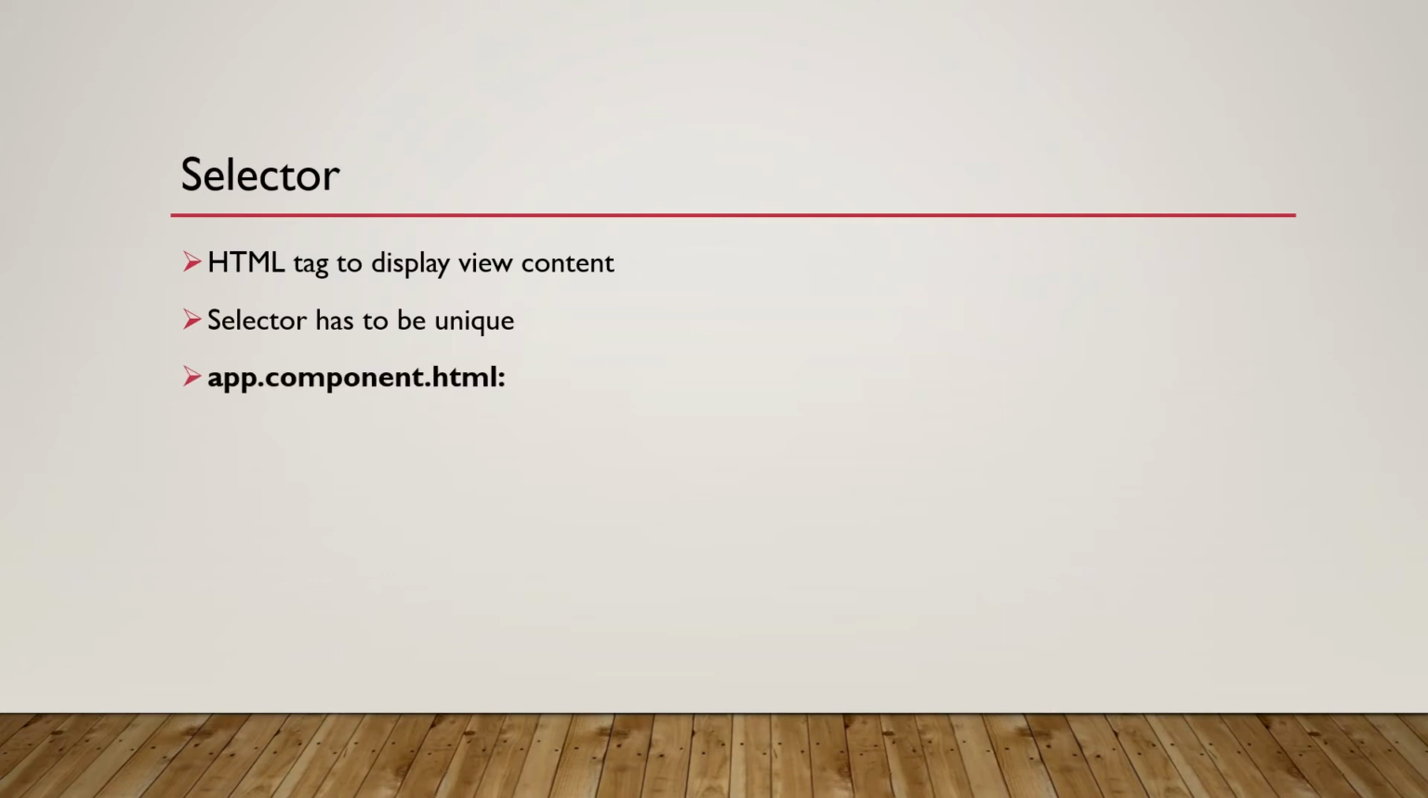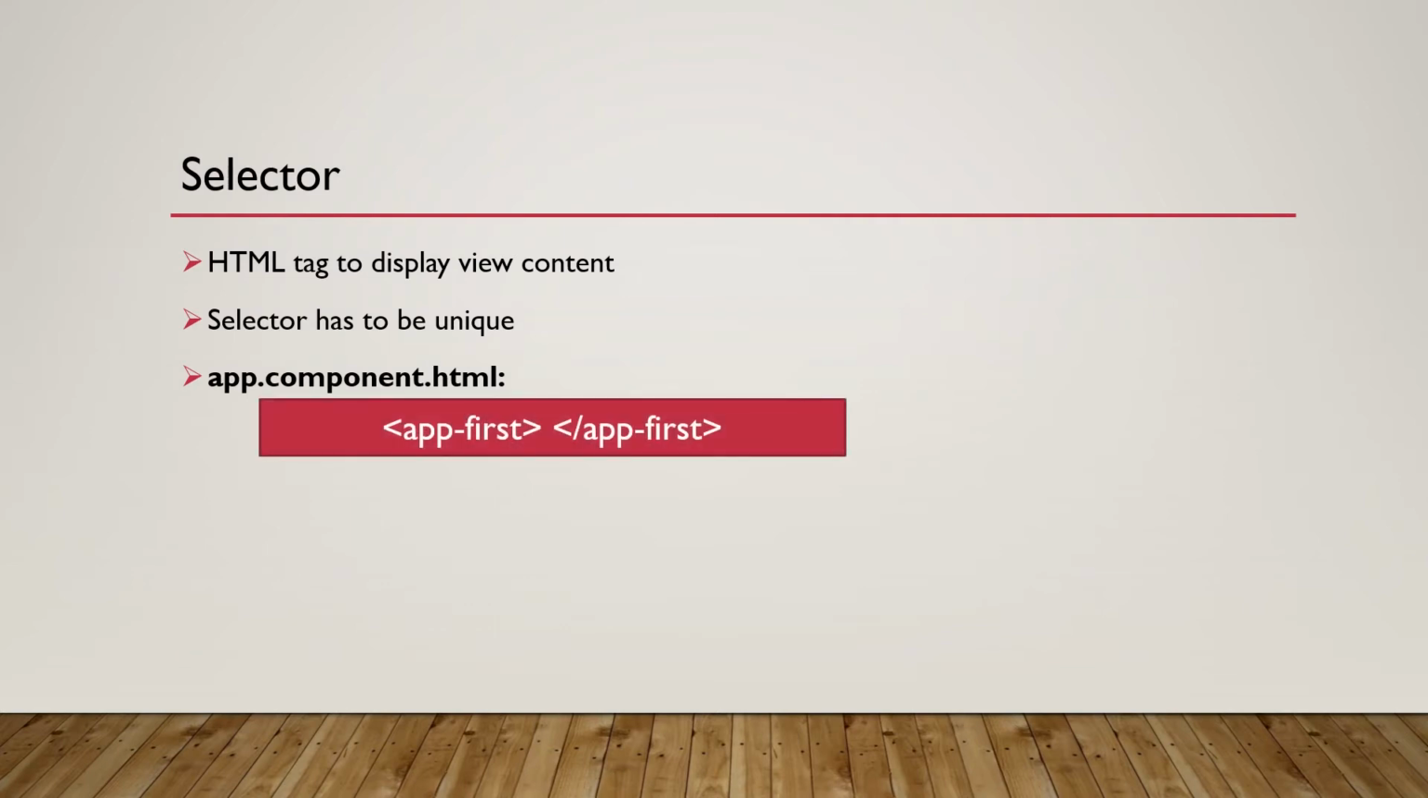Selector. A selector is used to identify each component uniquely in the component tree. It also defines how the current component is represented in the HTML. It means we are going to use the selector as an HTML tag to display the view content of this component. But remember, the selector has to be unique so that it does not override an already existing element. For example, if we want to embed the selector into app.component.html, we can use it as an HTML tag like this.